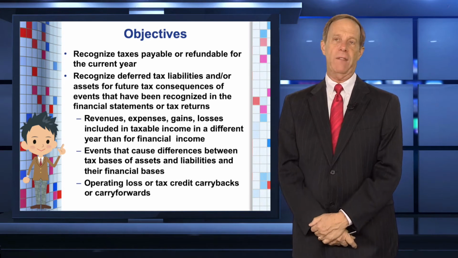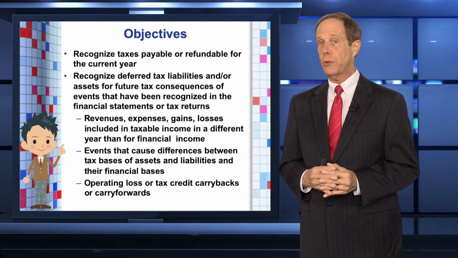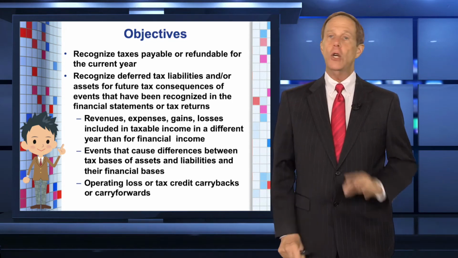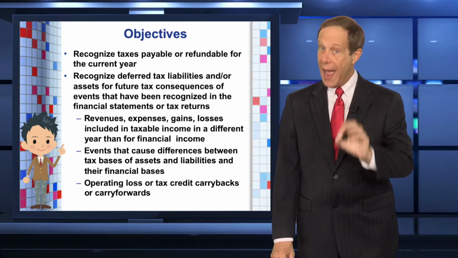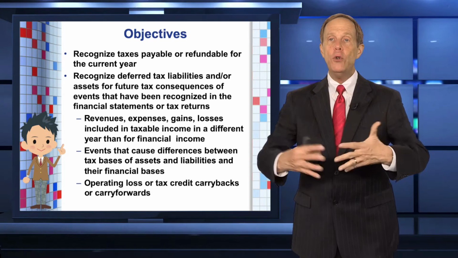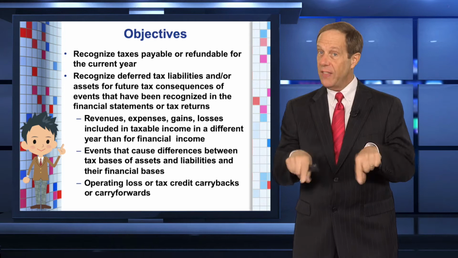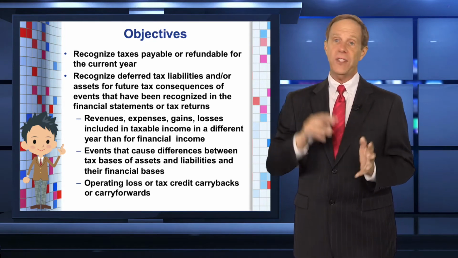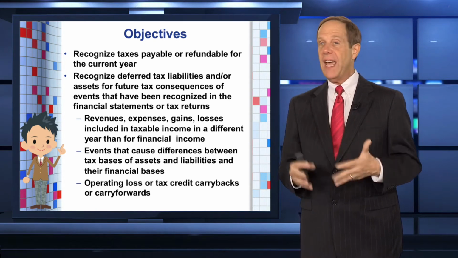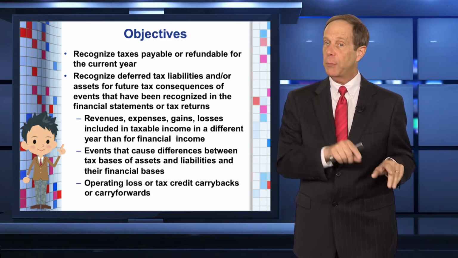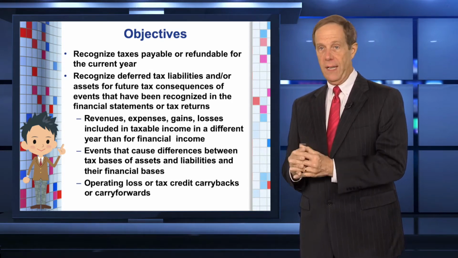So our objectives here are to recognize taxes payable or hopefully refundable for the current year. That's your first objective, and that pretty much depends on the tax department or you if you're the one preparing the tax return. Second, to recognize deferred tax liabilities and/or assets for future tax consequences of events that have been recognized in the financial statements or the tax returns. In other words, revenues, expenses, gains, losses included in taxable income in a different year than for financial income.